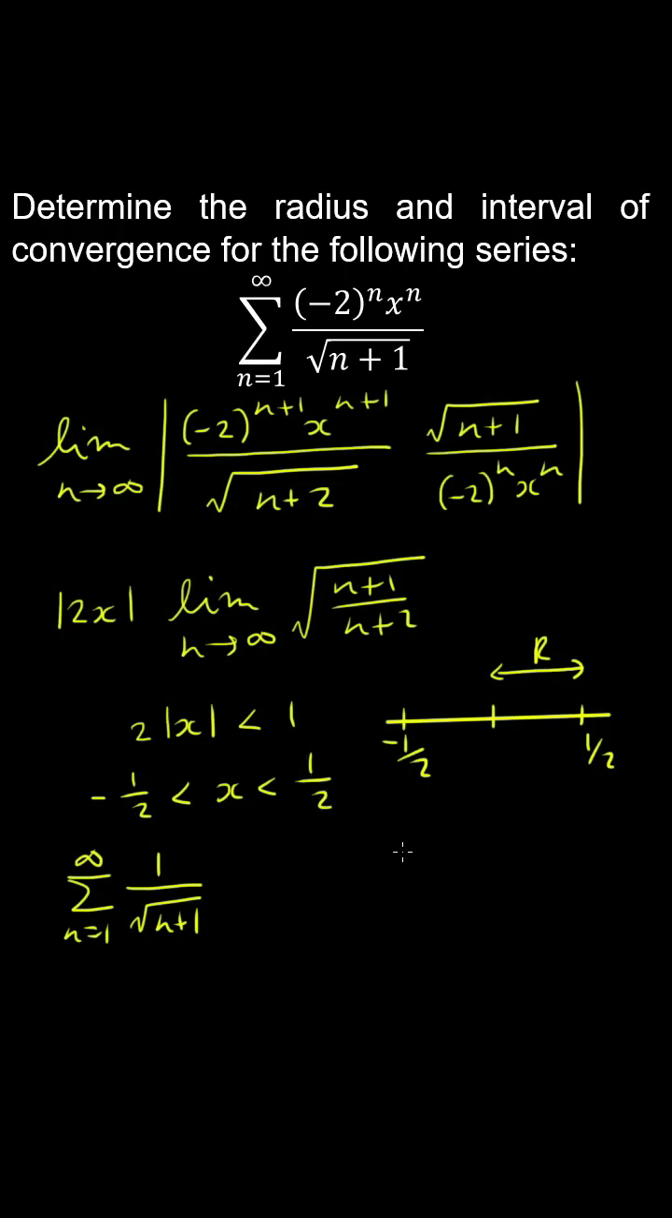And testing the second endpoint, we'll just substitute 1/2 into the original power series. So that'll be minus 1 to the n over root n plus 1. And I'll leave it for you to also test if this series converges, and then you'll obtain the interval of convergence. Post your answer in the comments.